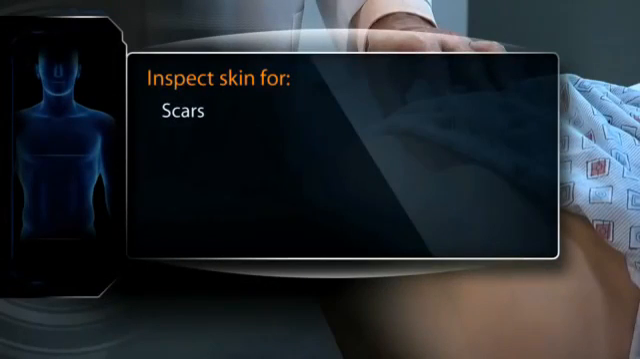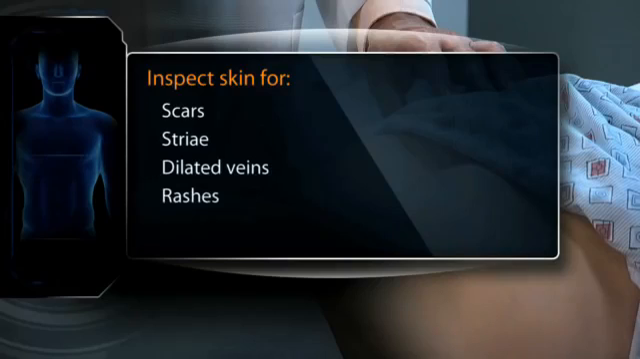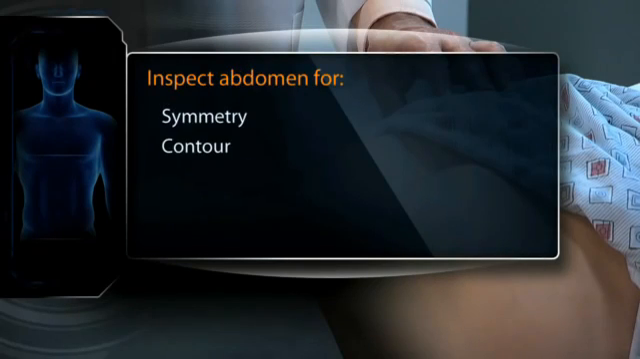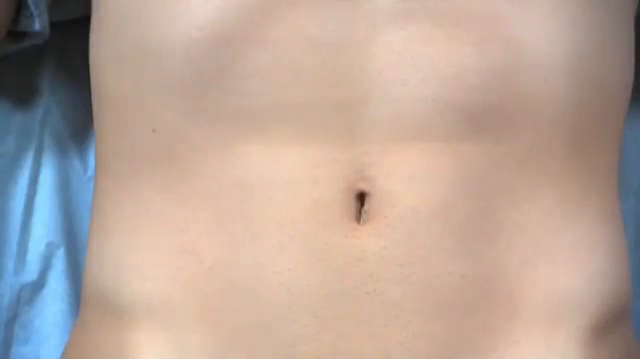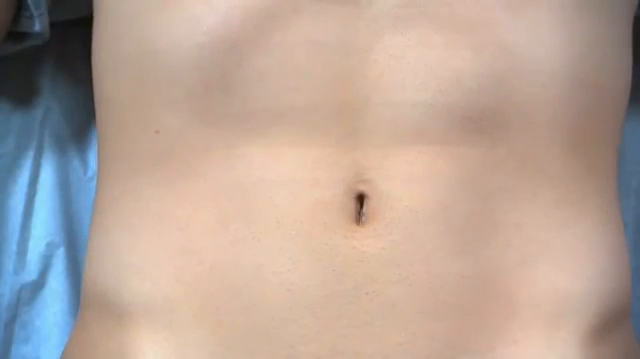Inspect the skin for scars, striae, dilated veins, rashes, or ecchymoses. Inspect the symmetry and contour of the abdomen. Is it flat, rounded, protuberant, or markedly concave or hollowed? Are there any bulges? Observe the contour of the umbilicus to look for signs of inflammation or hernias. Are peristalsis or aortic pulsations visible in the epigastrium?